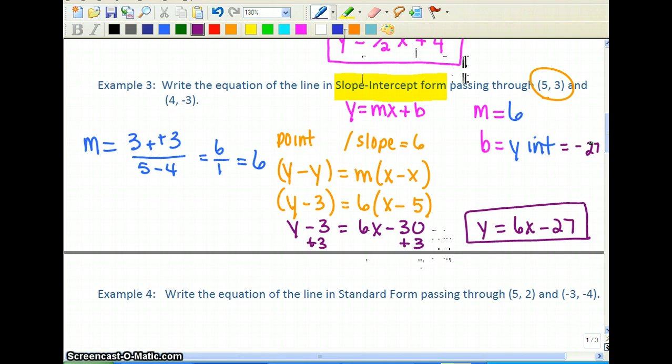So if you aren't given the correct information, you're going to use this point slope form and then rearrange the problem into whatever form they want it to be in.